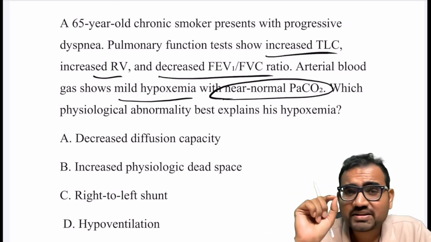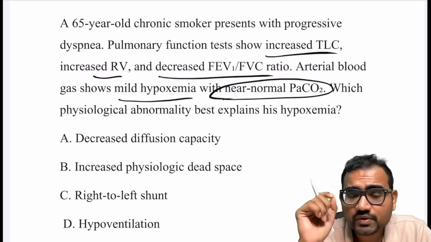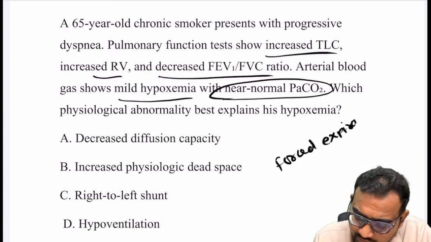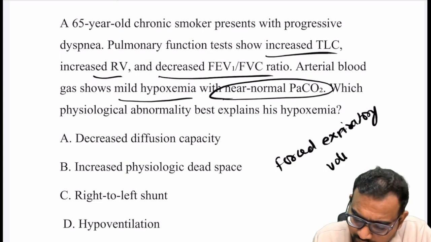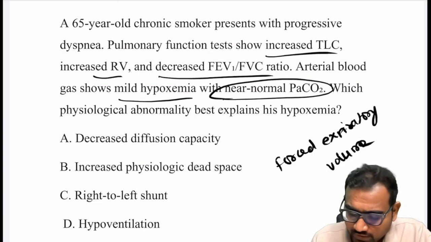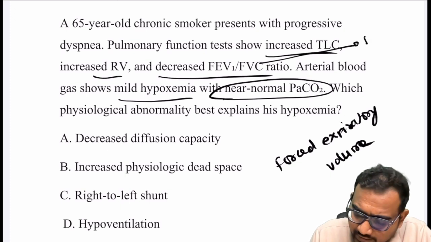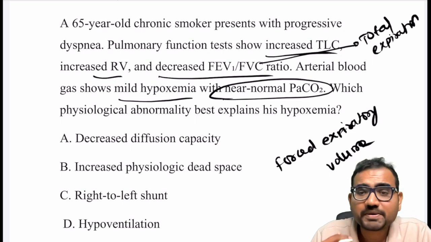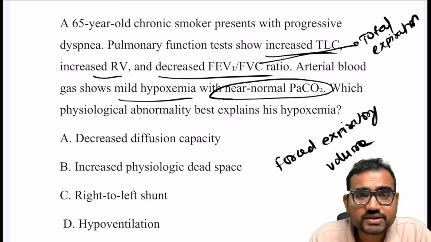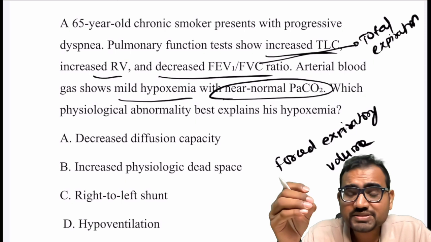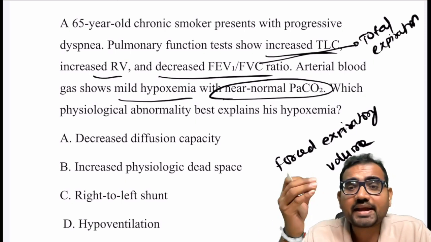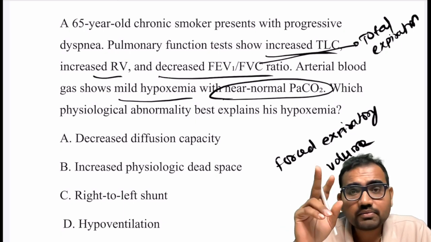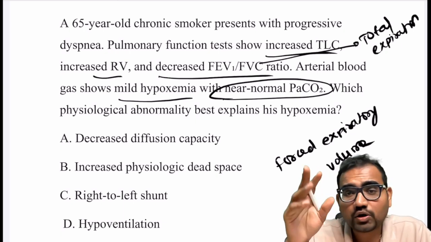In this case, there is decreased FEV1, forced expiratory volume. The one indicates the first second. FVC is the total expiratory capacity, the total forced expiratory capacity, that is called FVC. So what happens is the patient has difficulty in expiration, and the total lung capacity and residual volume are increased.